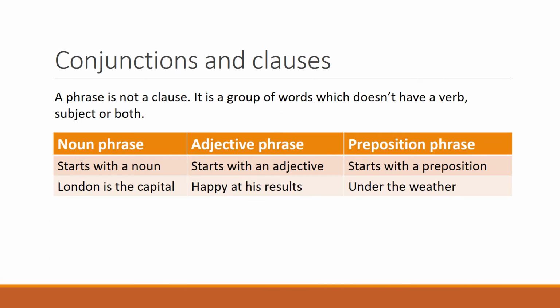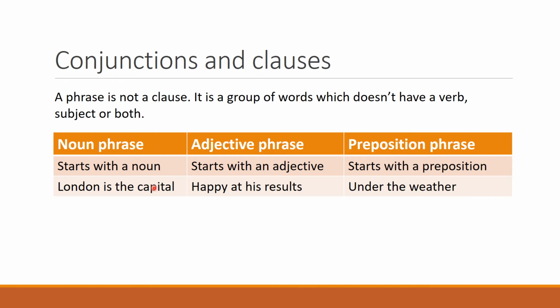Okay, so we are moving on to conjunctions and clauses. This is the third subsection we're looking at today. To start off, I just want to clarify that a phrase is not a clause. A phrase is a group of words which doesn't have a verb or a subject or both. So we're just going to look at three types of phrases now.